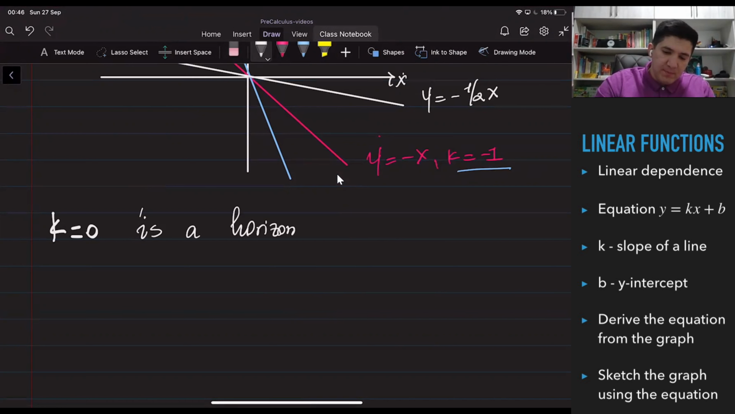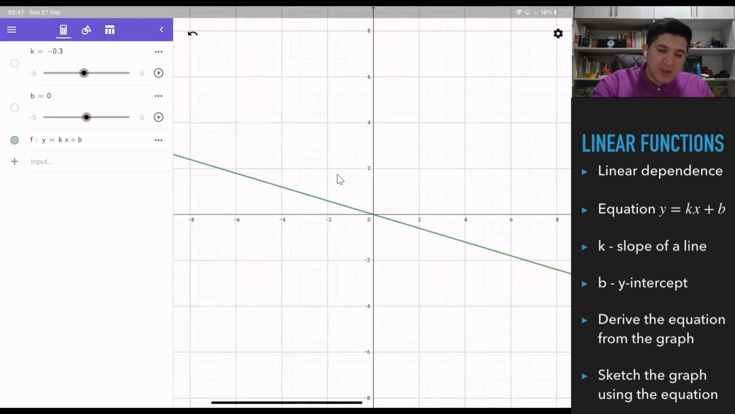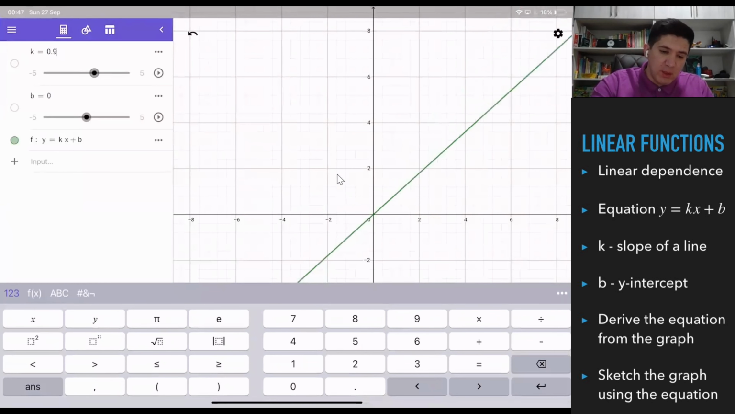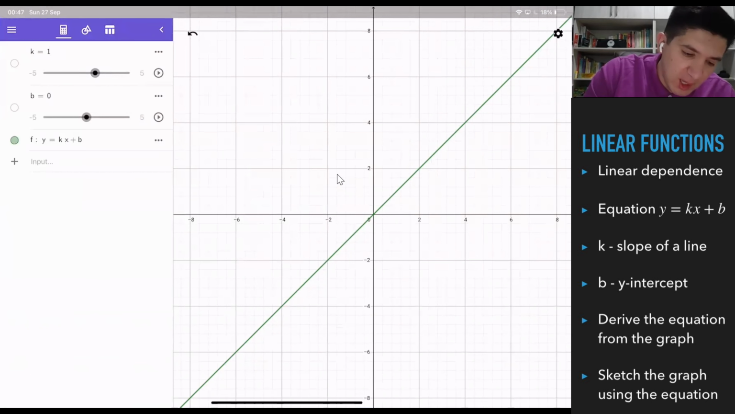Okay, now if I would like to understand how b is changing, I'm going to use GeoGebra again. So here it is. I'm going to fix the value of k. Let's make it 1 always. Now I'm going to change the value of b. Whenever b is equal to 0, it means that, or let's make k equal to 2.